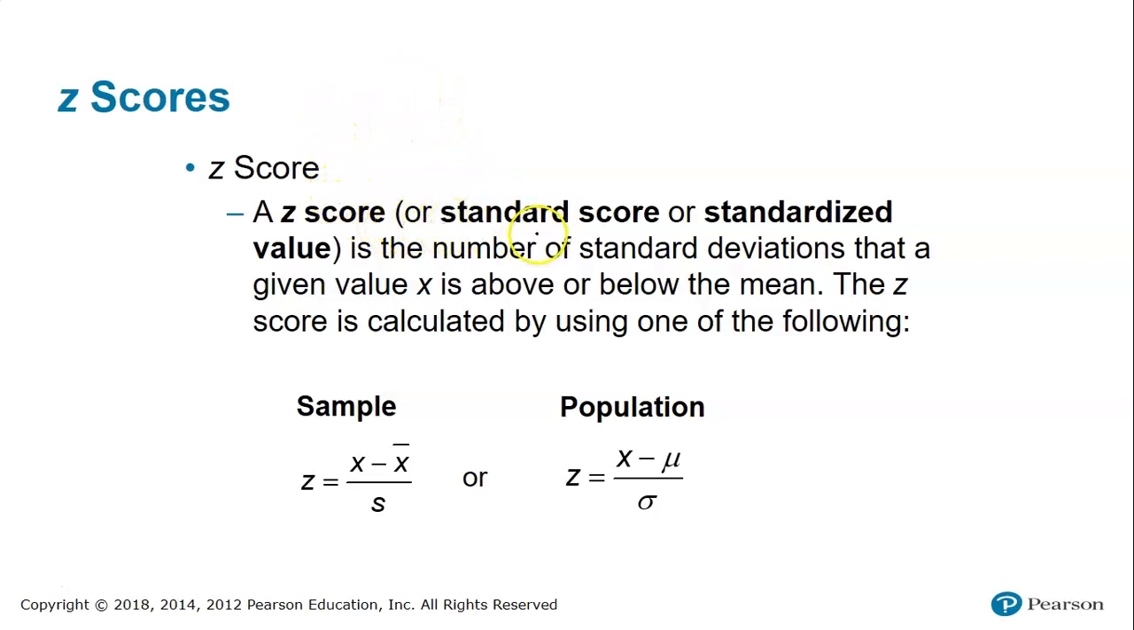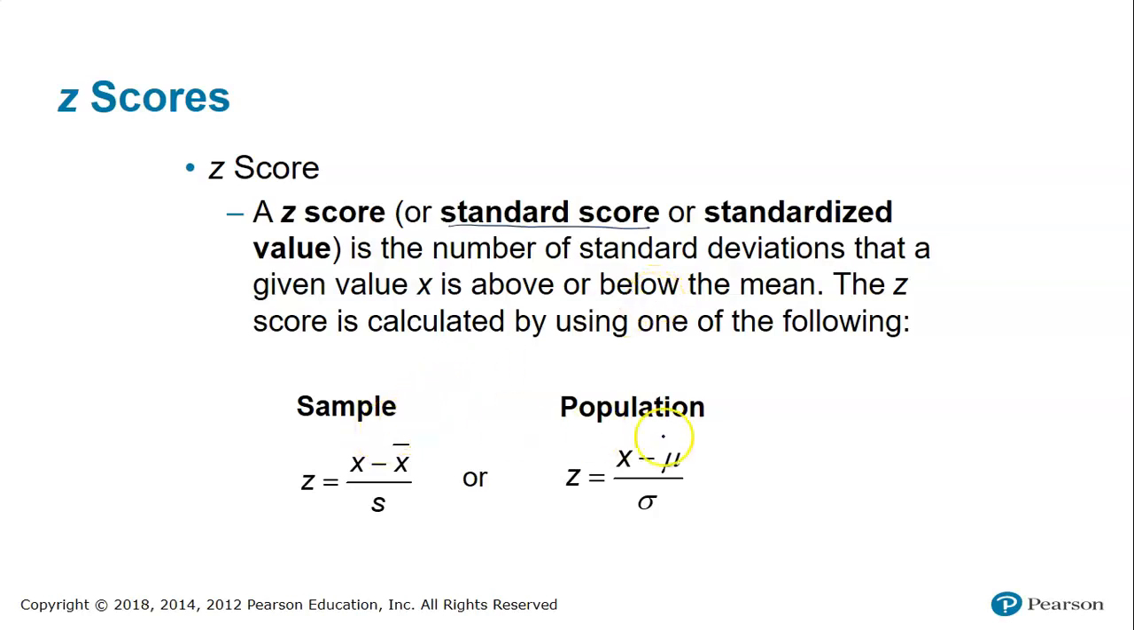A z-score is a standard score. So it's really important to understand that a z-score is just taking a data value and standardizing it. So you standardize it to this standard score, and it actually represents the number of standard deviations that a given value is either above or below the mean. It's going to be a positive z-score if the data value is above the mean, and it's going to be a negative z-score if the data value is below the mean. So that's important to keep in mind.